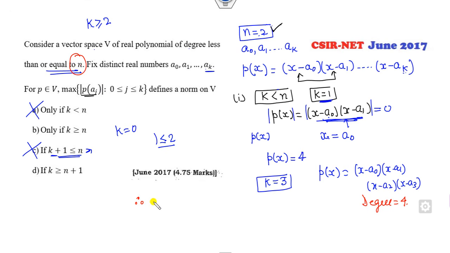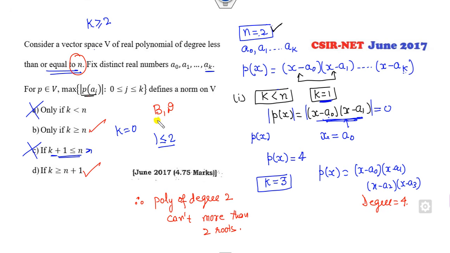But the degree of the space is n. We all know a polynomial of degree 2 can't have more than 2 roots. So definitely this is possible, because it's n plus 1 as well. This is 0 only if the polynomial is 0, because it can't have more than 2 roots. If it has more than 2 roots, the polynomial itself must be 0. So the right answer is that B and D are the correct options.